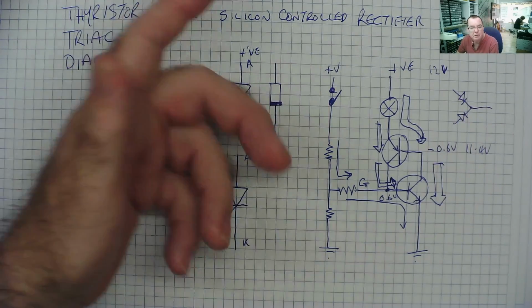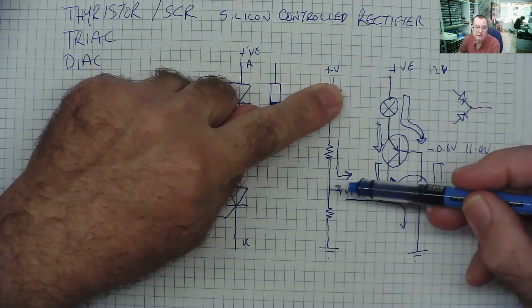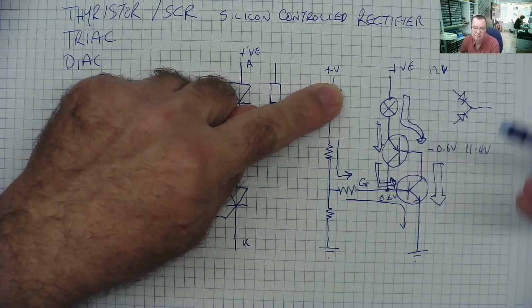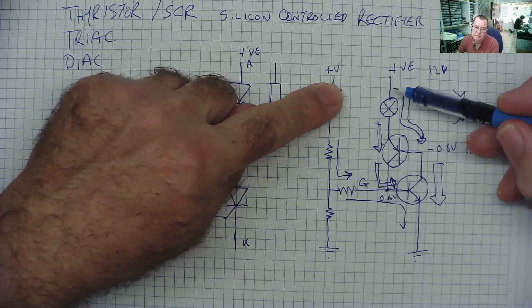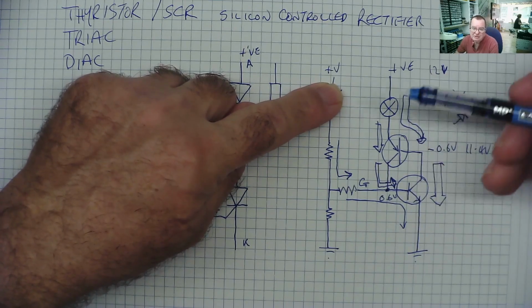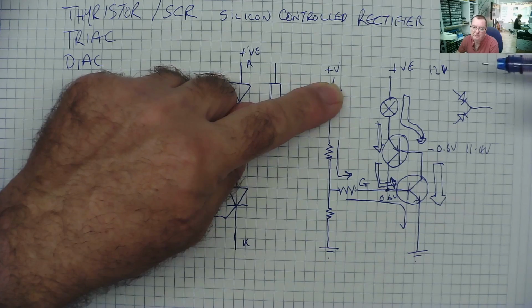What happens now if you open the switch? Well, there's no voltage here anymore. Will the transistor switch off? No, because this transistor is now providing the base current. This is effectively like a latching circuit. Once it switches on, it latches on.